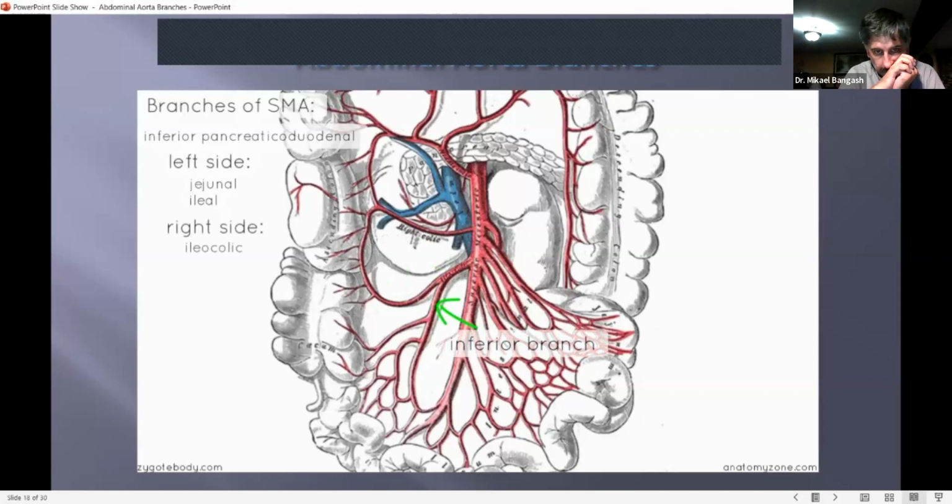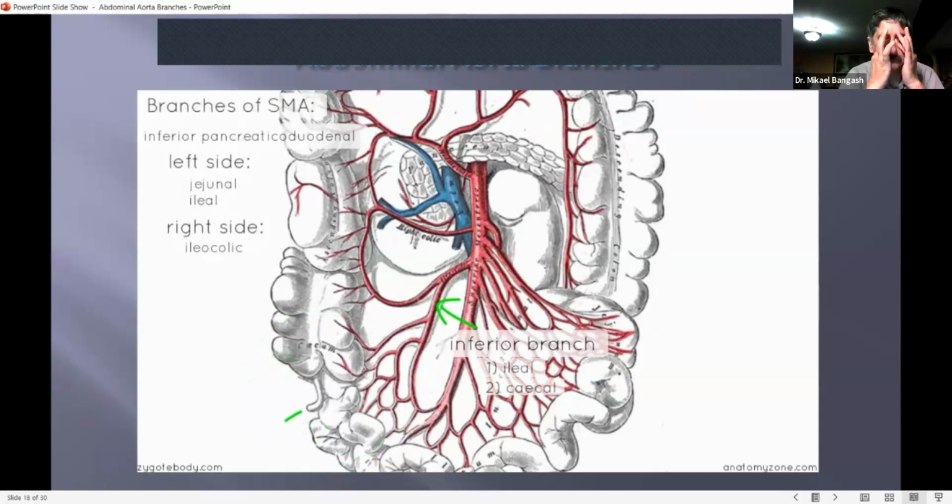But if you think logically of the structures in the right iliac fossa, then you'll be able to remember the names of the structures that the ileocolic artery supplies. So the inferior branch has 4 branches. So what's in the right iliac fossa? You've got the distal ileum, so that's supplied by the ileal branch. You've got the cecum next, which comes after the ileum, so that's supplied by the cecal branch.